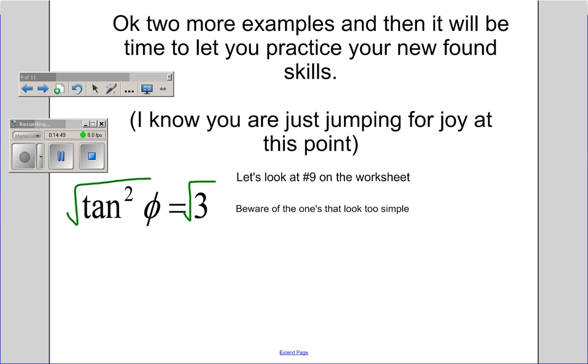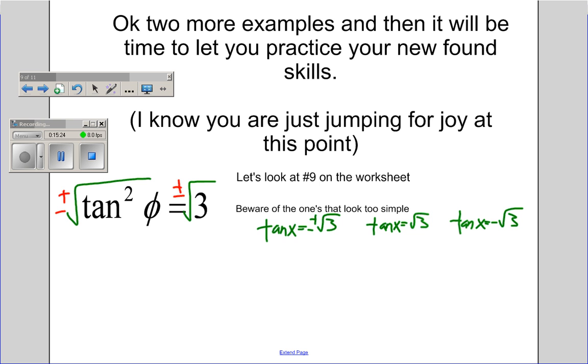Okay, but the problem is I forgot something. You've got to do plus or minus. Okay, so plus or minus. So this is going to create more solutions, right? So I'm going to end up with tangent of x equals plus or minus the square root of 3, which really sets up two separate situations, right? I'm going to have tangent of x equals the square root of 3, and tangent of x equals negative square root of 3.